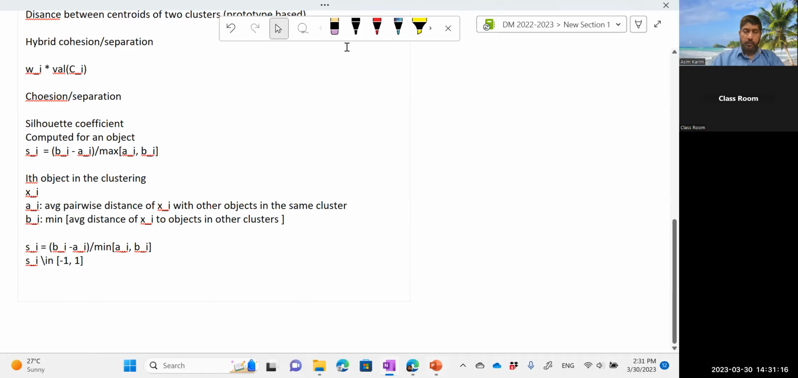So the silhouette coefficient is a hybrid measure, an unsupervised measure. Hybrid in the sense that it is cohesion and separation based. It can be applied to individual objects, and from those individual objects you can compute it for the entire cluster or the entire clustering.